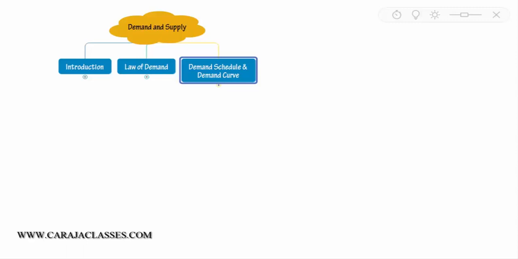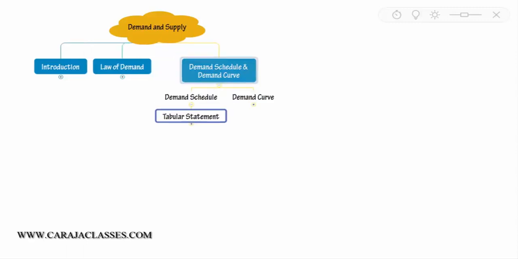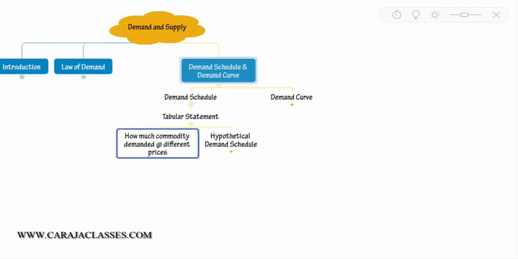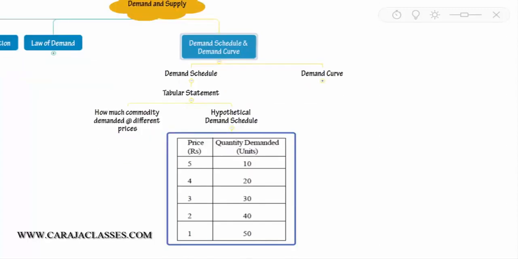In this session, we'll understand what is demand schedule and demand curve. So first of all, what is demand schedule? It's a tabular statement which is going to show how many commodities are demanded at different prices. Okay, let's look at this hypothetical demand schedule.